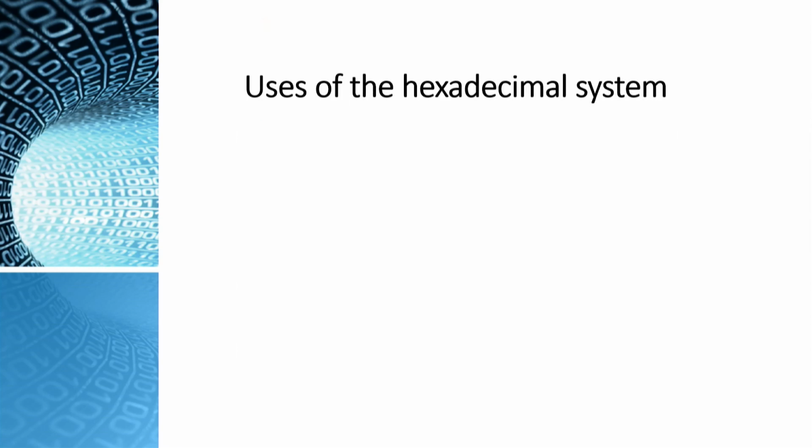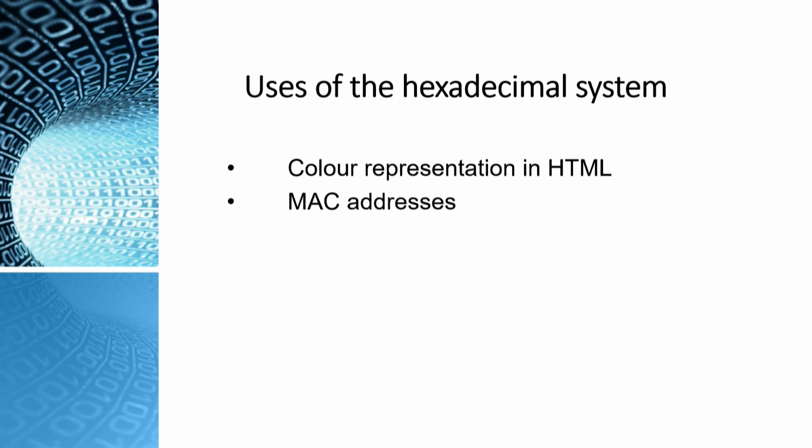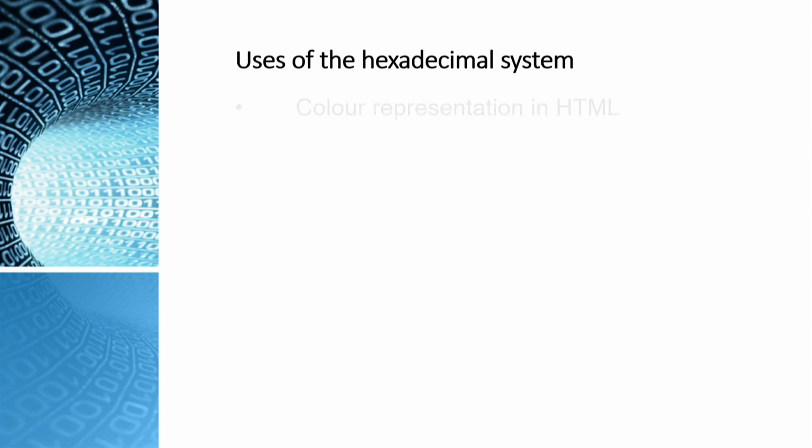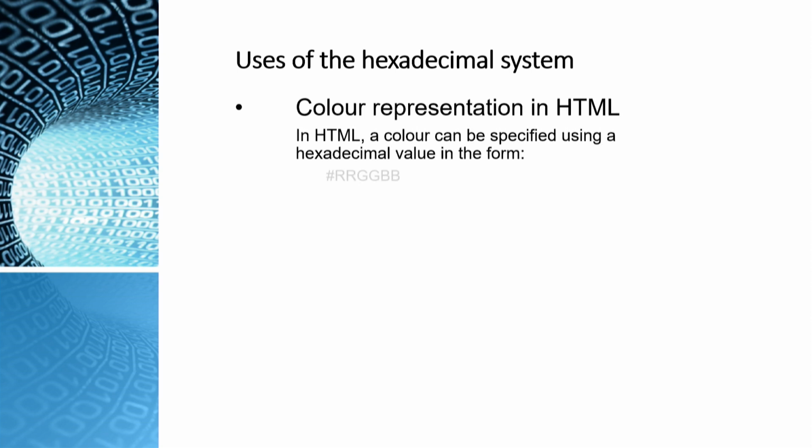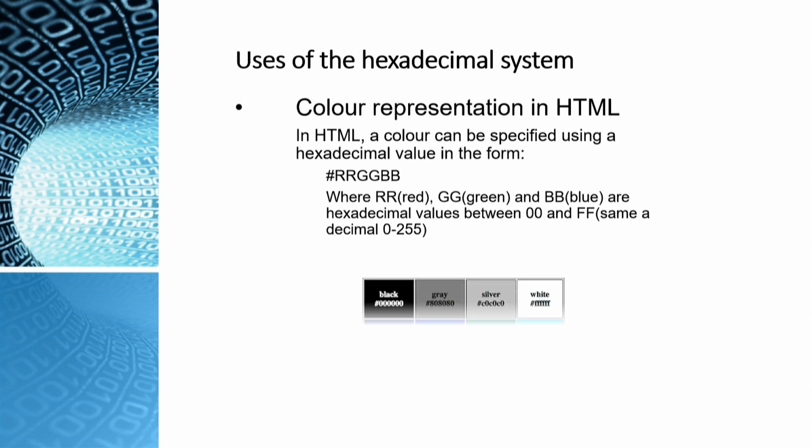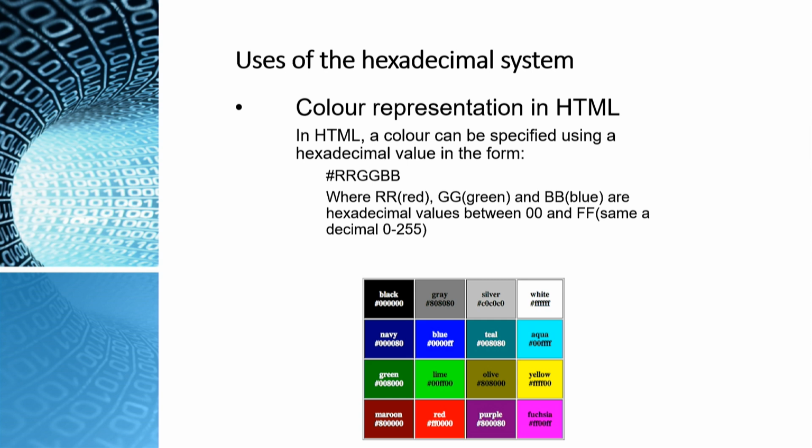Some examples of where hexadecimal is used include color representation in HTML, MAC addresses, and assembly language programs. HTML is used when writing and developing web pages. Colors are defined in HTML using the given hexadecimal format. The hash symbol indicates that the number has been written in hexadecimal format. The values for each color run between 00 and FF.